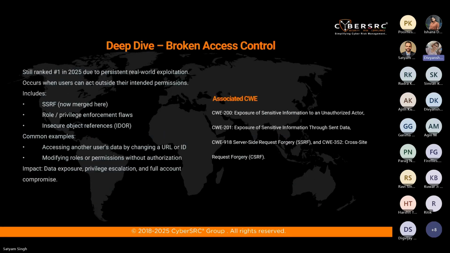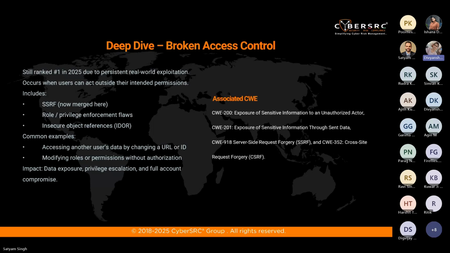Number one, broken access control. It is still at the top, holding position 1 in the 2025 OWASP Top 10 list. Despite years of awareness, broken access control remains the most exploited category in real world attacks. This happens when a user is able to perform actions outside their intended permissions, essentially breaking the rules that define who should and shouldn't be allowed to do what.